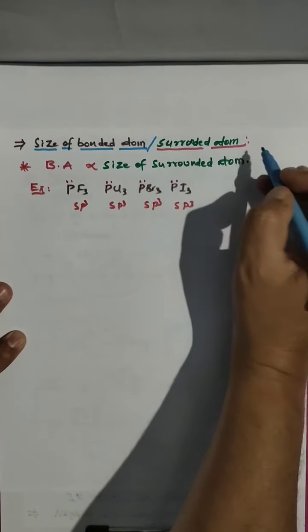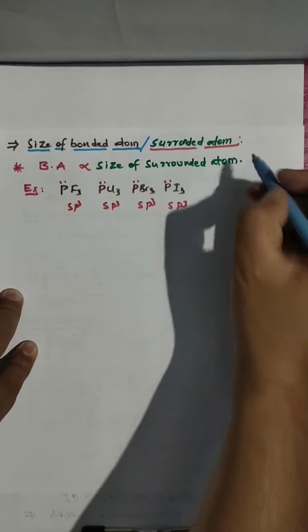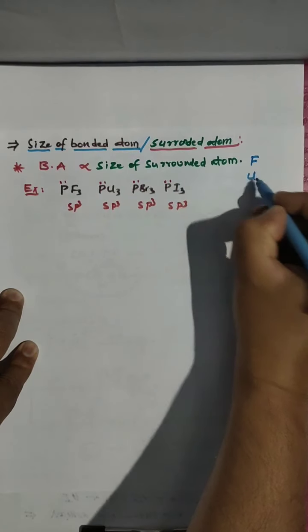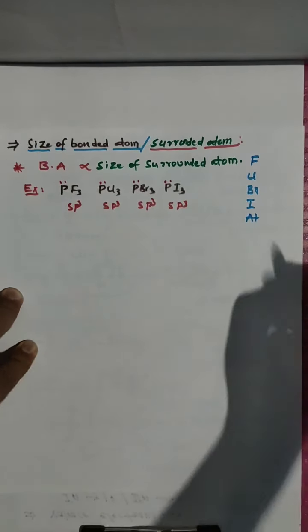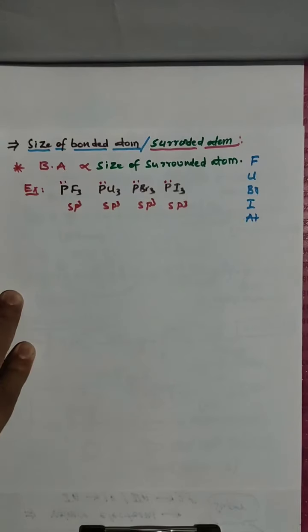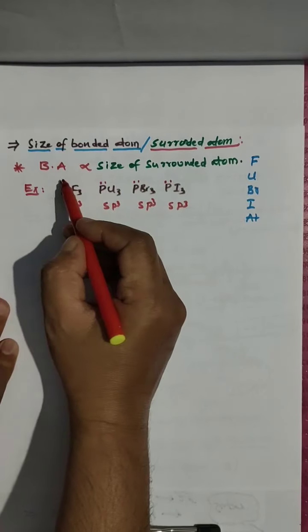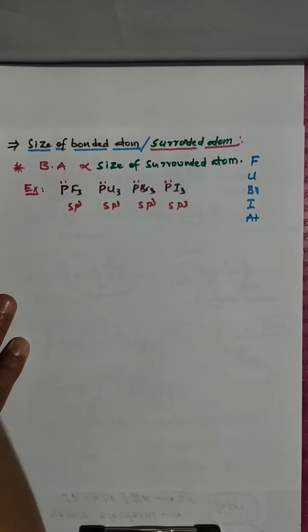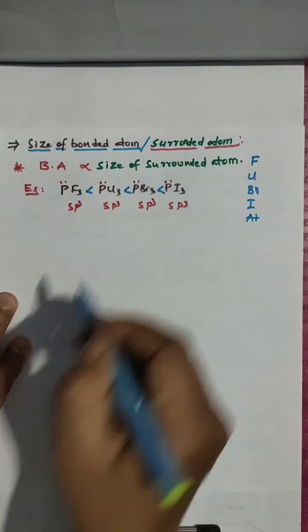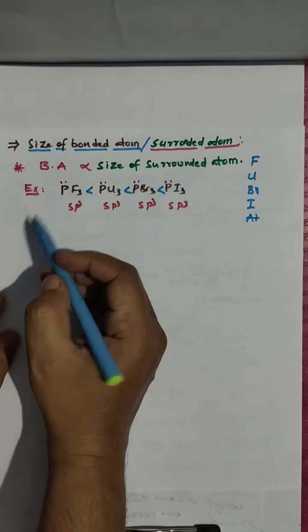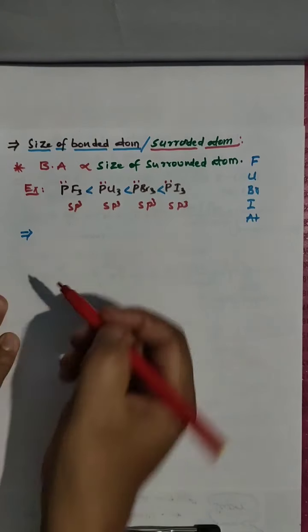What are the halogen family members we have here? Fluorine, chlorine, bromine, iodine, and astatine. Down the group, size increases. Size increases, surrounded atom size increases, bond angle increases. That's why the bond angle between these is going to increase. So as size increases, bond angle also increases. This is the fourth condition.